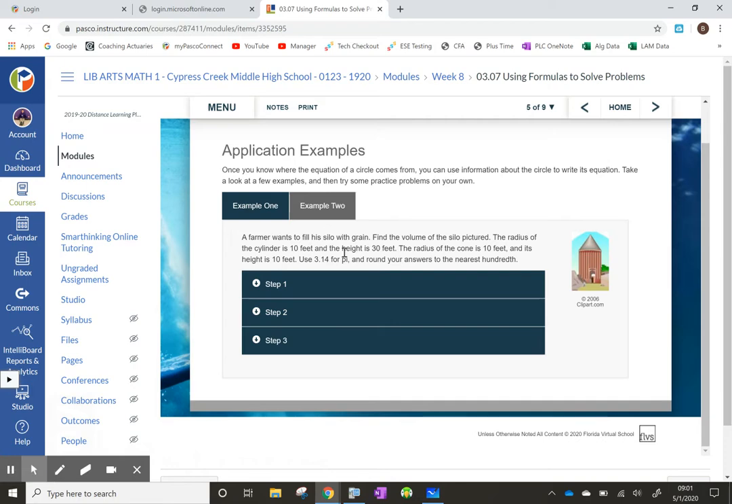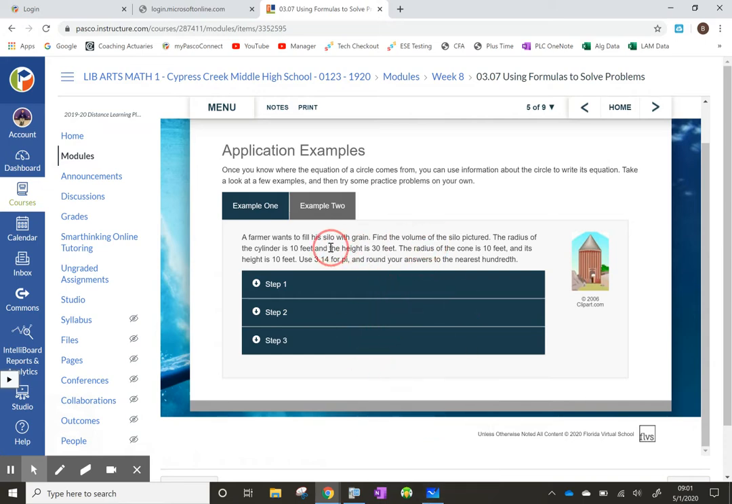Okay, example 2. So a farmer wants to fill his silo with grain. Find the volume of the silo pictured. So the radius of the cylinder is 10 feet, the height is 30 feet, and the radius of the cone is 10 feet, and the height is 10 feet. So if you look at the picture here, we're going to have to find the volume of the cylinder and the volume of the cone and add them together, it seems. So let's do that. So the volume of the cylinder first.